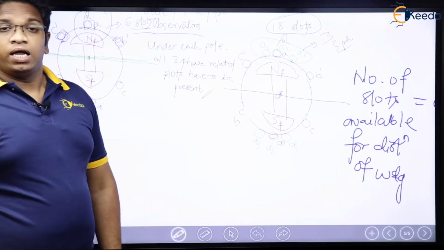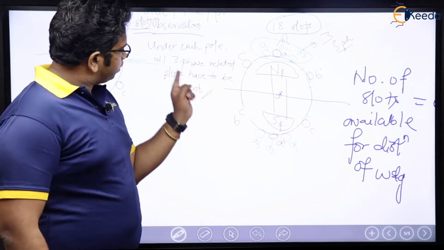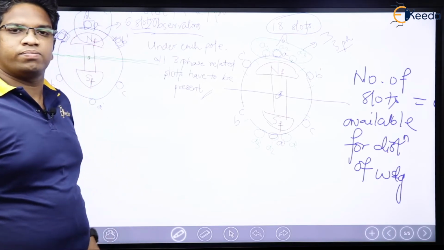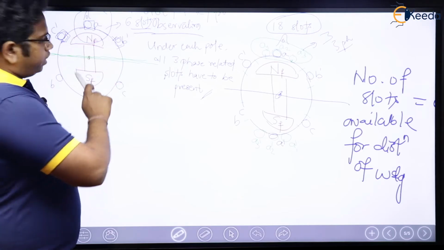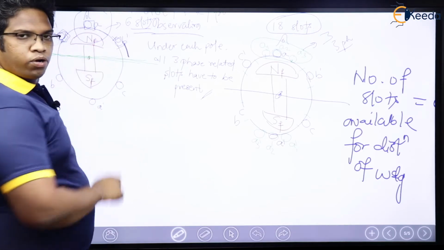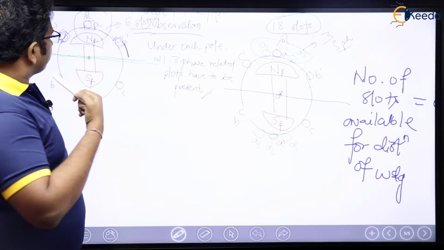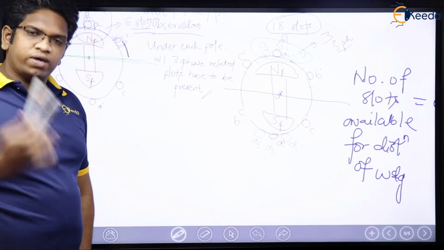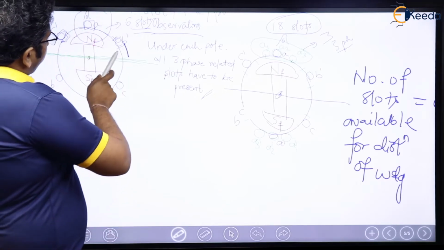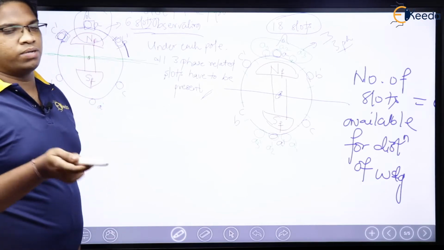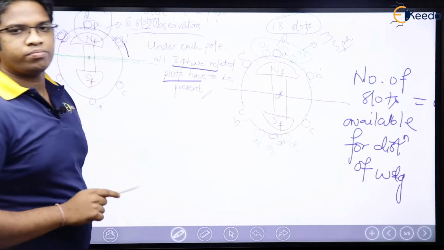Now under each pole, I know that I should have all the 3 phases related slots. Means under each pole, see here, again, under each pole, this is one pole. Under this one pole, there can be 6 slots, 12 slots, 20 slots, 1000 slots, I don't care. What I am caring is, all these slots should be distributed with all the 3 phase related slots.